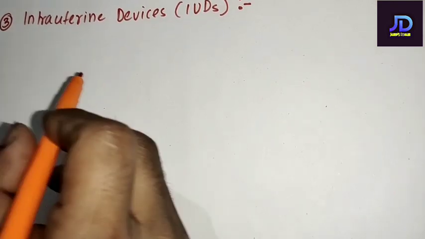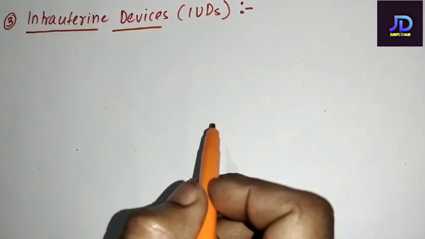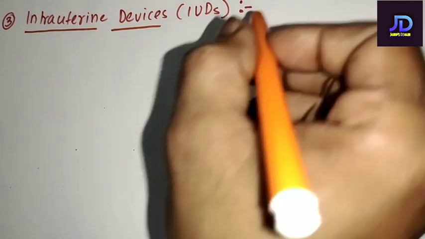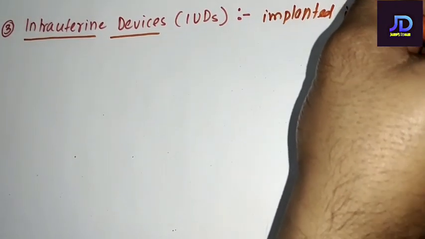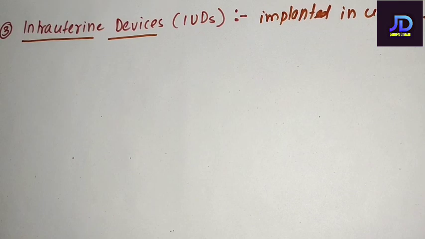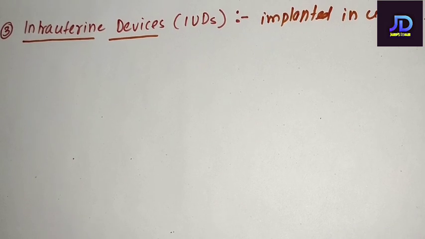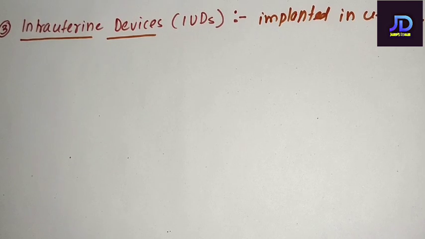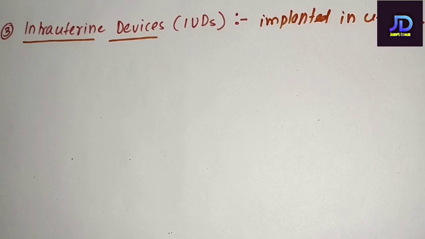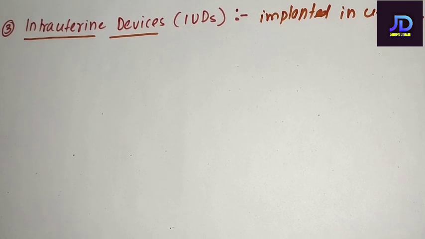The third method of contraception is intrauterine devices. This is a structure which is implanted in the uterus. From the name itself, you have already understood that this is only for females. It is not for males. For the insertion and use of these intrauterine devices, specialized nurses or a doctor should be there. The user cannot use this on their own. The user must take help from the doctors or an expert nurse.